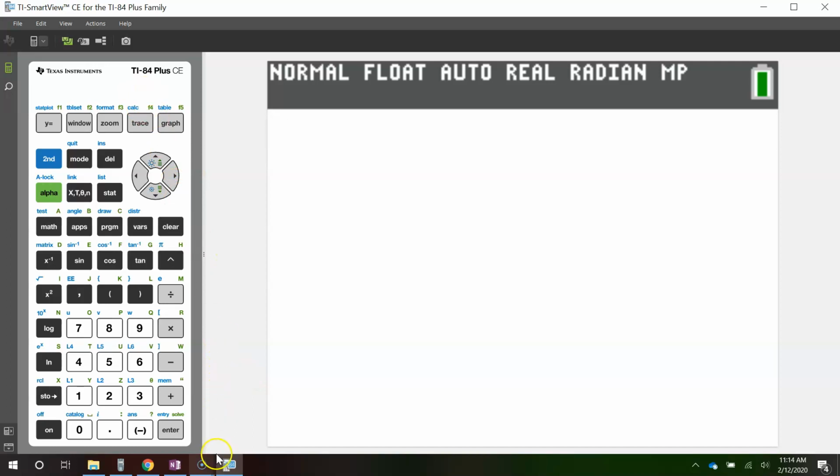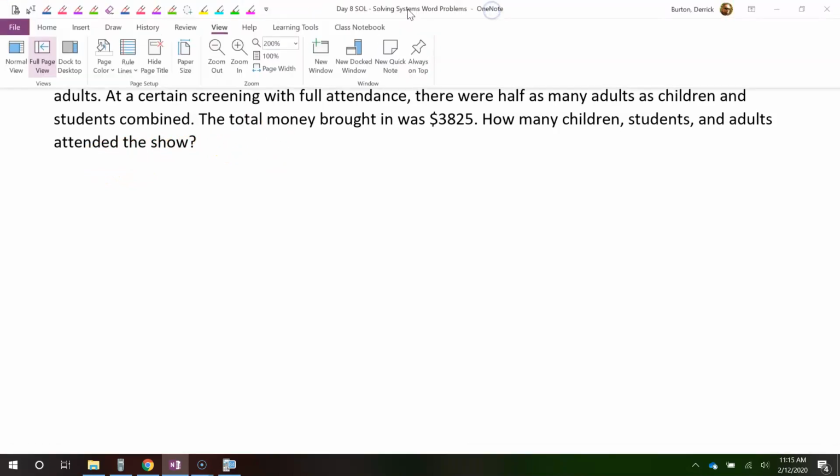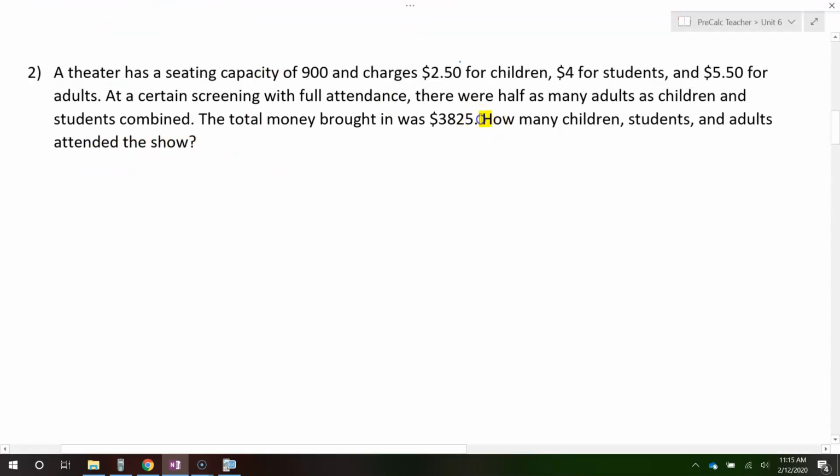So a theater has a seating capacity of 900 and charges $2.50 for children, $4 for students, and $5.50 for adults. At a certain screening with full attendance, there were half as many adults as children and students combined. The total money brought in was $3,825. How many children, students, and adults attended the show? The last sentence is very important because it tells us what our variables need to be.